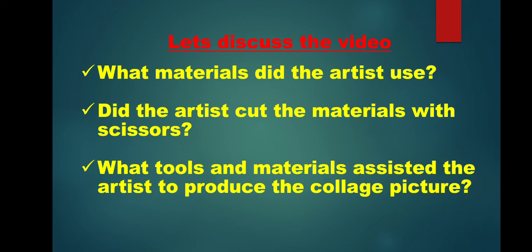Then the second question, did the artist cut the materials with scissors? Of course, our answer will be yes. What tools and materials assisted the artist to produce the collage picture? So with the tools and materials, we've considered scissors, which is one. We also observed the artist using marker, which is also another item. The artist did the work on a surface of a paper. It can be A4 or A3. All these are the supportive tools and materials which assisted the artist to produce the collage picture.